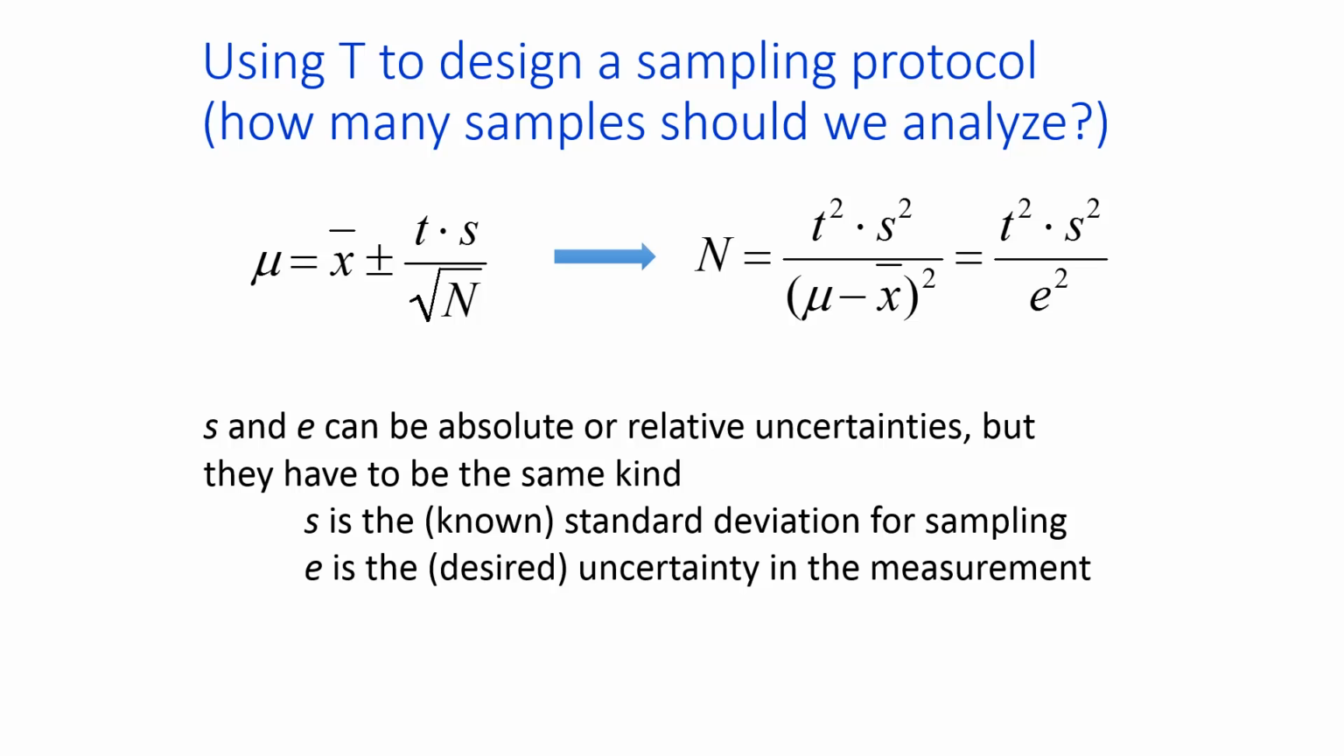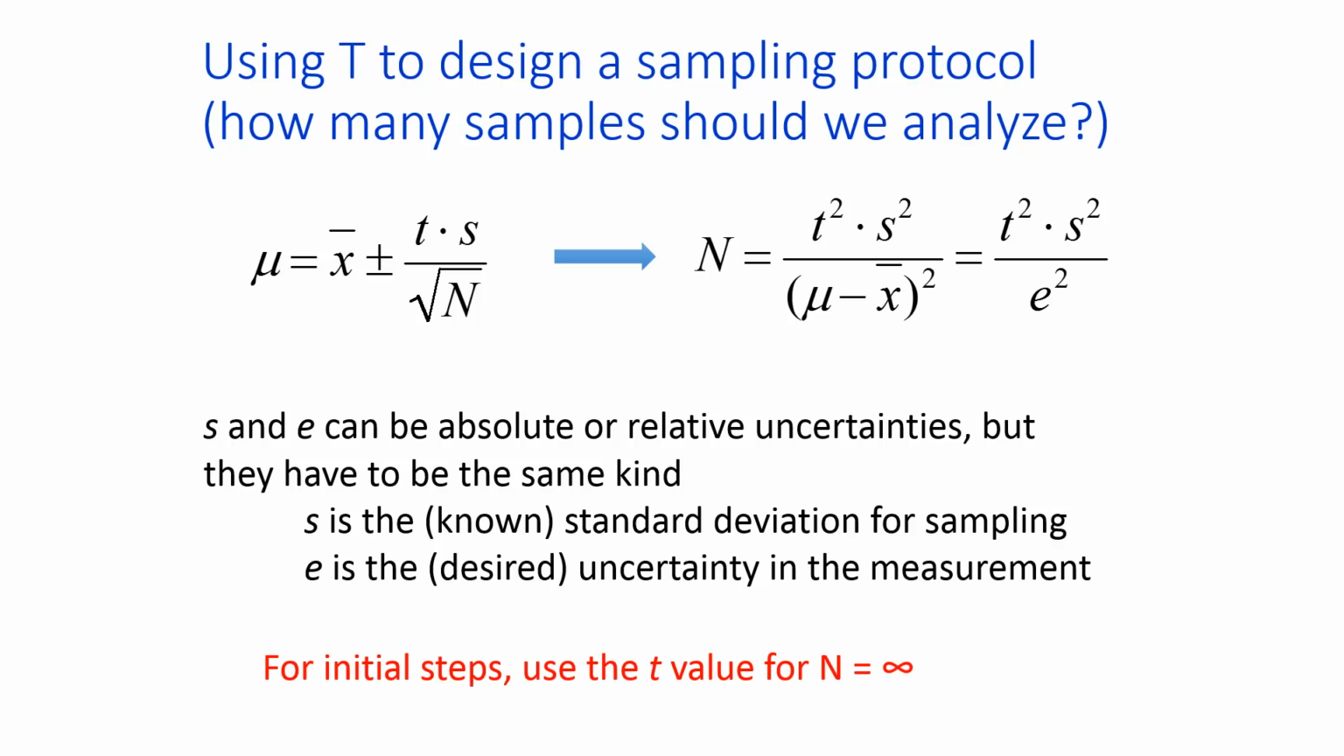All right. S is the standard deviation for sampling, so this needs to be established before we start. We need to know the precision of our method. E is the desired uncertainty in the measurement. If we want to say we need enough samples to be within 1% or 0.1%.